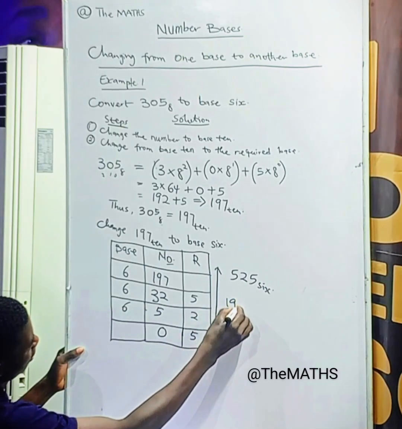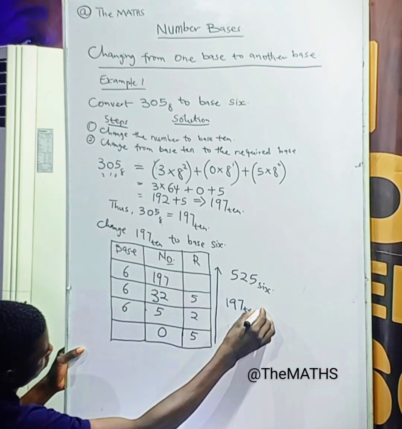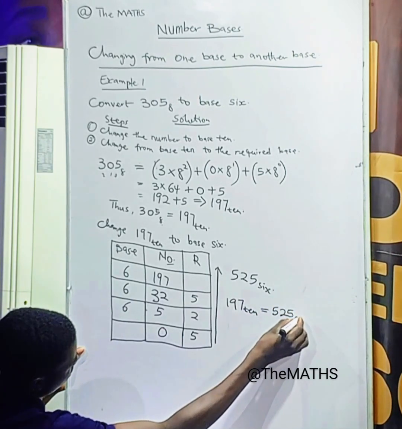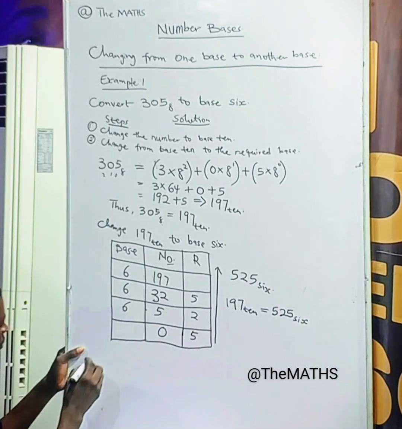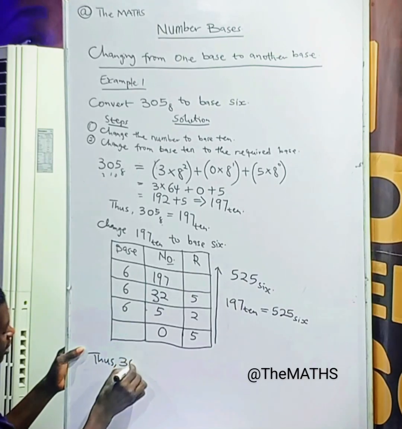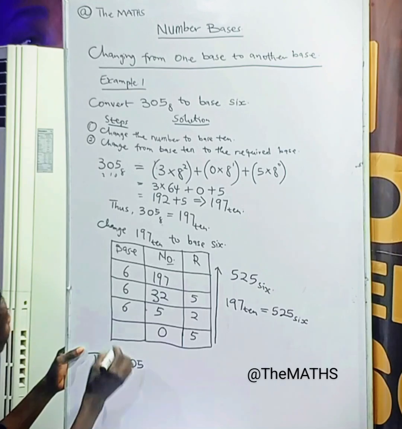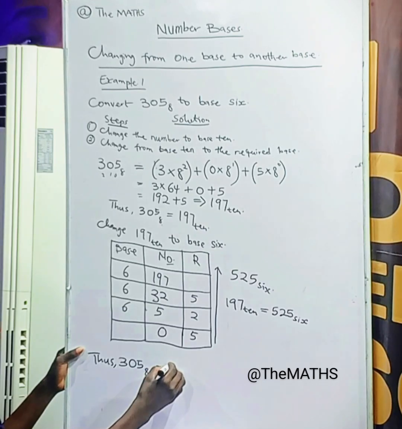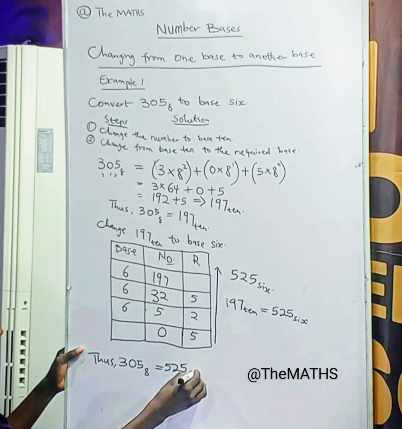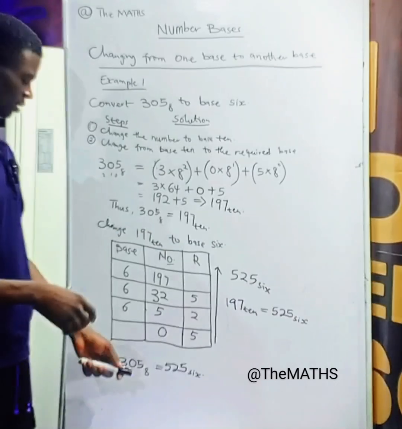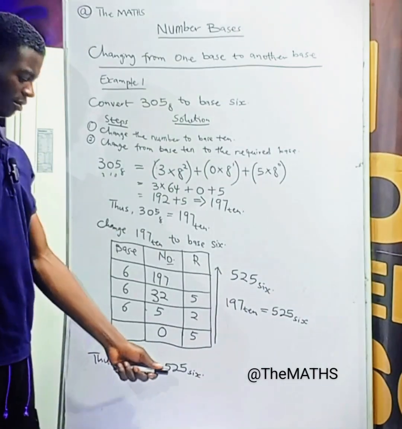So 197 base 10 will be equal to 525 base 6. Our final answer: 305 in base 8, changed to base 10 and then to base 6, will be equal to 525 base 6. So when you convert 305 in base 8 to base 6, we get 525 base 6.